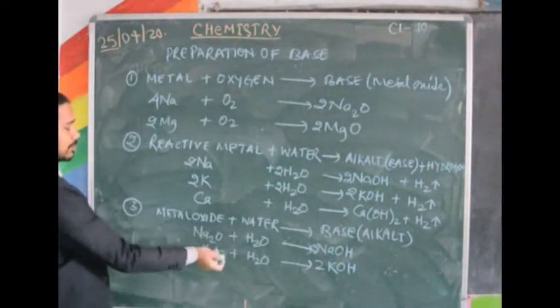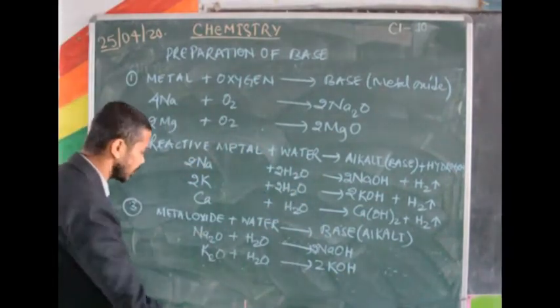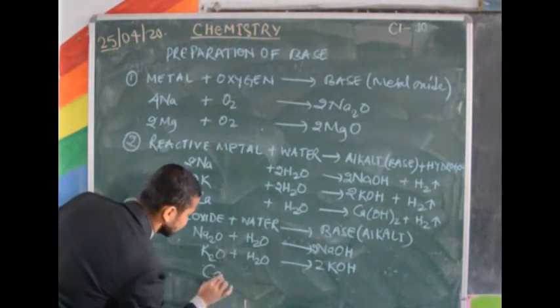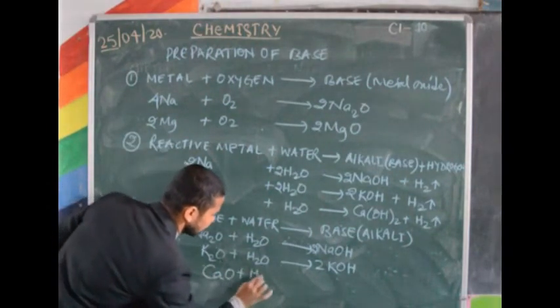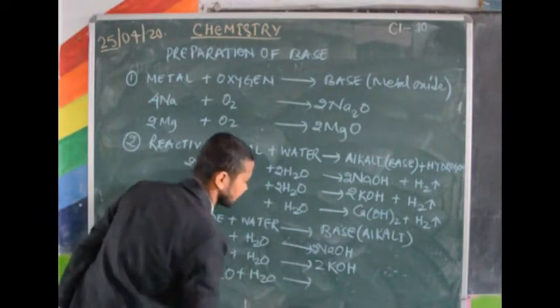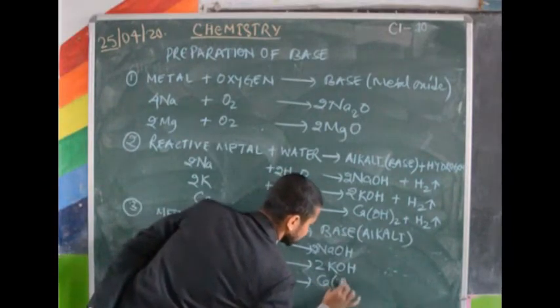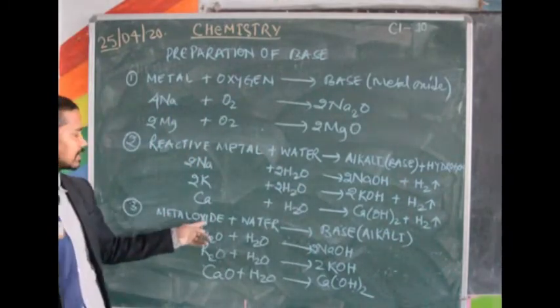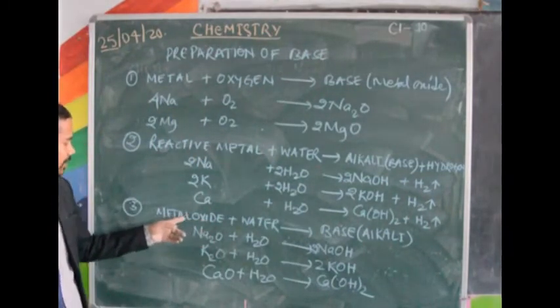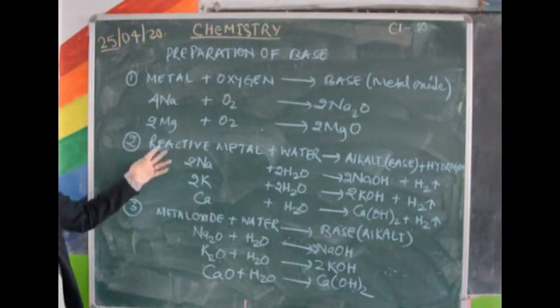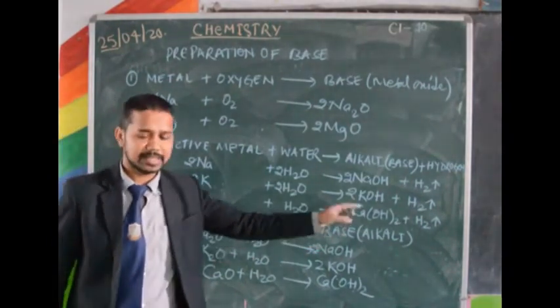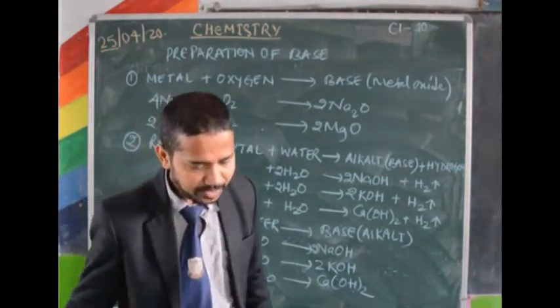Whatever reaction sodium has, potassium will have the same type of reaction because they lie in the same group. Now calcium oxide plus water also can produce calcium hydroxide. So metal oxide, especially reactive metal oxide, plus water also gives base, that is alkali.